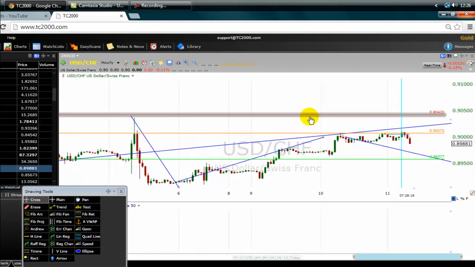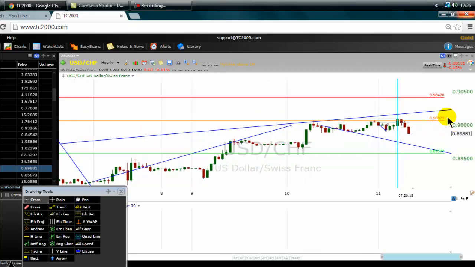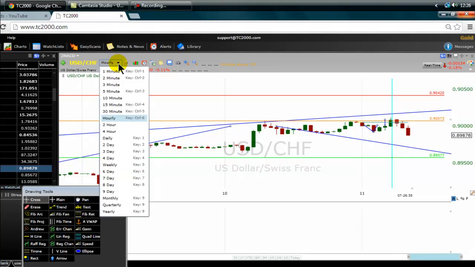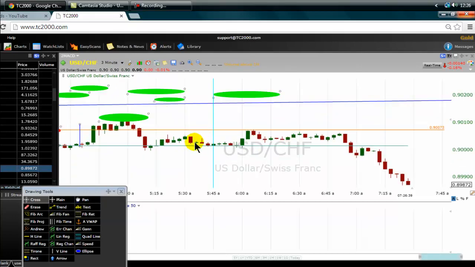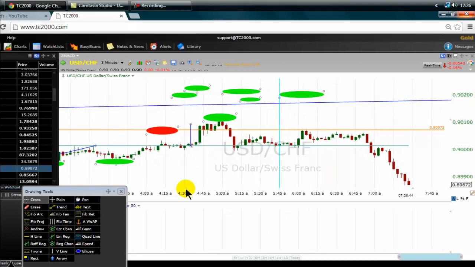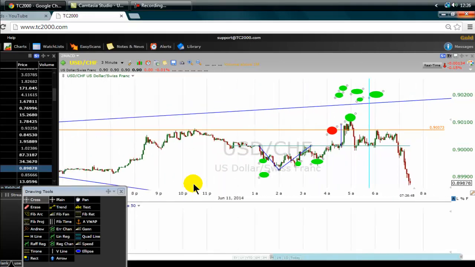Okay, our entry point is 9007, stop loss 9042, exit at 8957. Not bad, isn't it? So as I explained to you, trading on the edge will offer a day trader or a swing trader a low risk entry point and also a high probability trade setup.